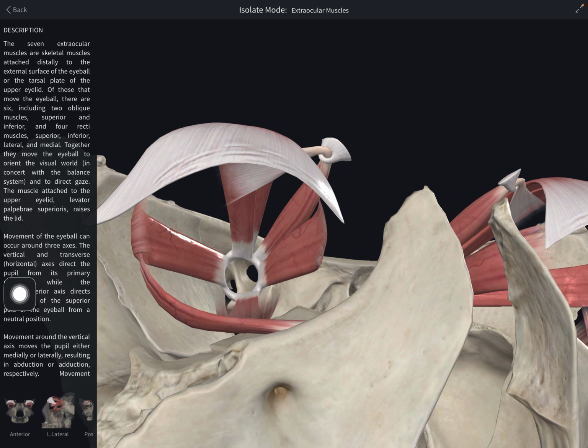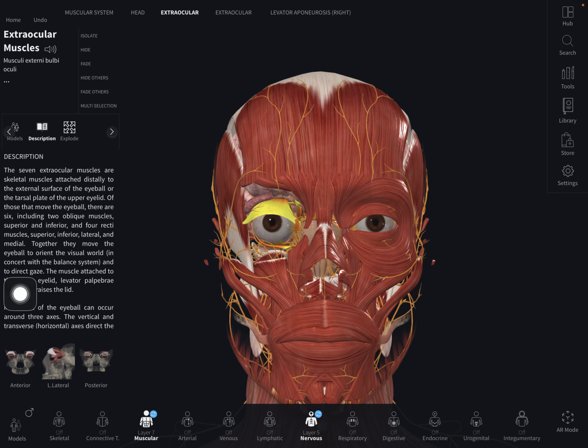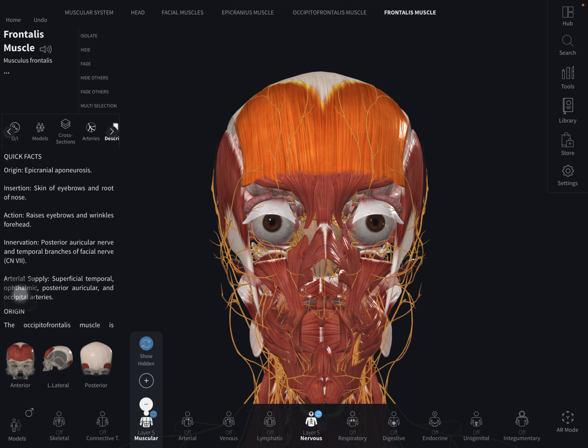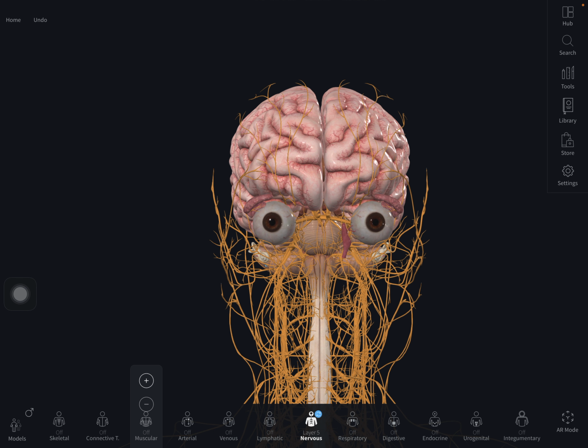And finally, it is also acting as a parasympathetic nerve, which I will discuss later. This is the oculomotor nerve that is coming to the orbit.